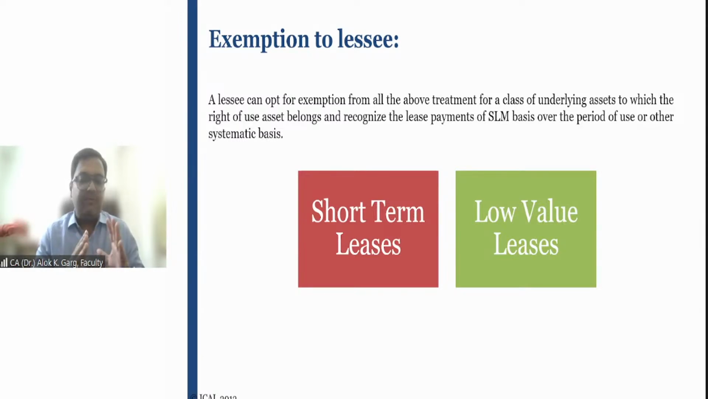So this example we have also seen, and this difference will arise only when there is an escalation in the lease contract.